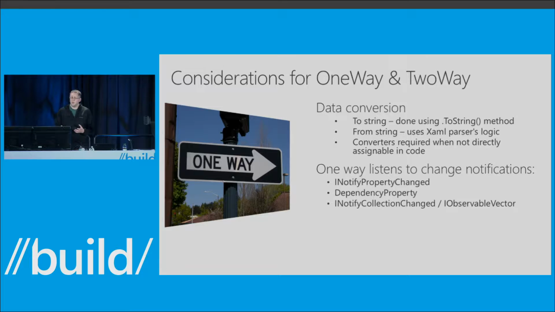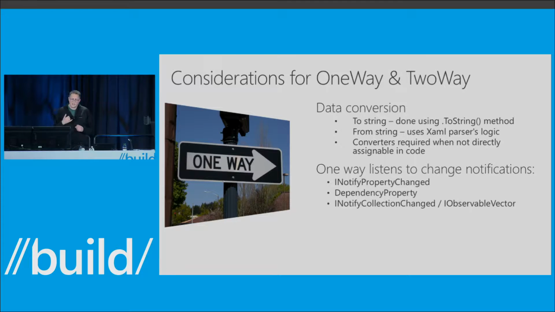For one-way and two-way bindings, we listen to change notifications if it's a property and supports INotifyPropertyChanged, so its parent class implements that, or if it's a dependency property. So one of the pieces of infrastructure we've added in Windows 10 is a new API that you can register on an object dependency property pair for change notifications on any dependency property. It's not just limited to ones that you define. I can go register for the text block text or whatever, and that's basically how we do two-way binding as well.